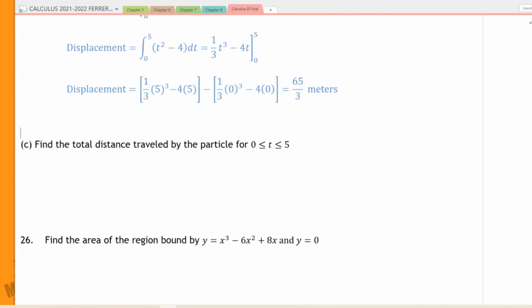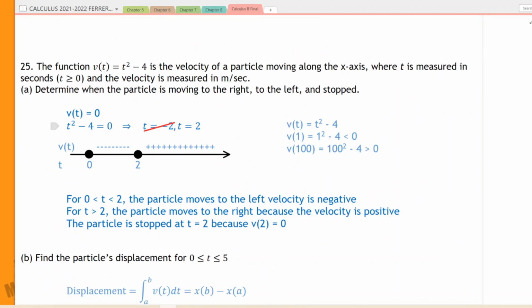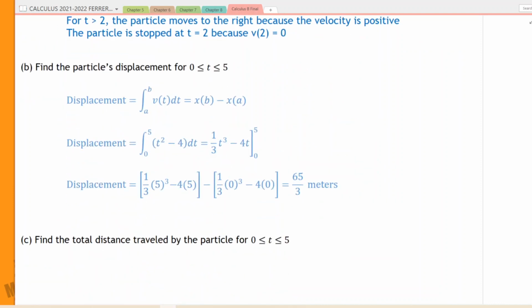And C is find the total distance traveled for the particle from 0 to 5. Now you have a couple of things to your advantage for doing this, and the first one is that you know that the particle is going to change direction at t equals 2. You also know that the particle is moving to the left from 0 to 2 and to the right from 2 to infinity, or in our case from 2 to 5.